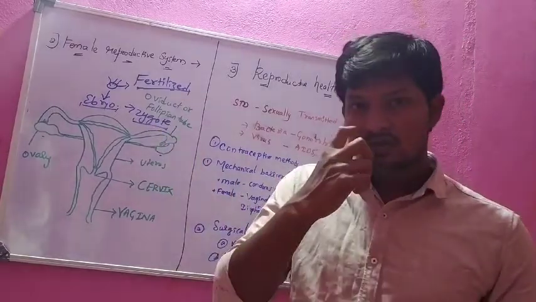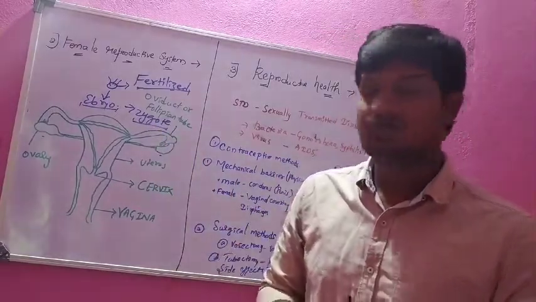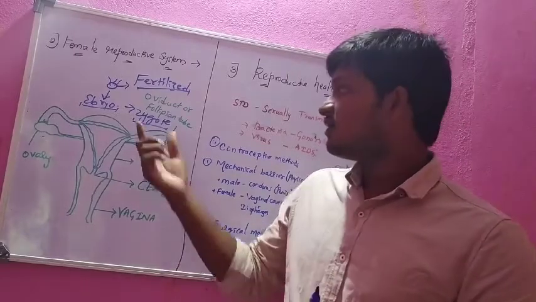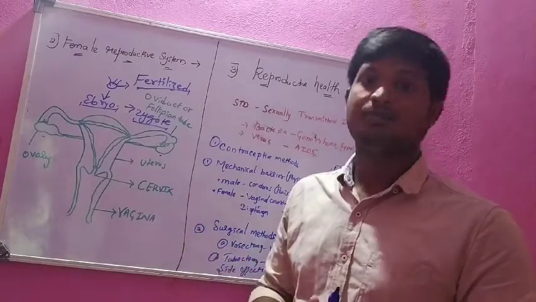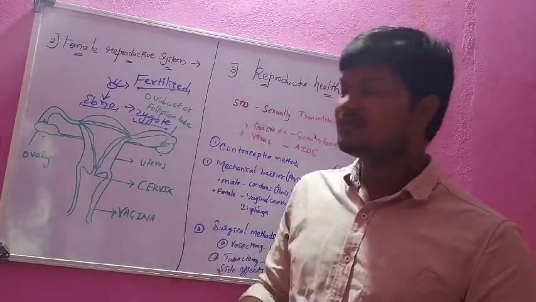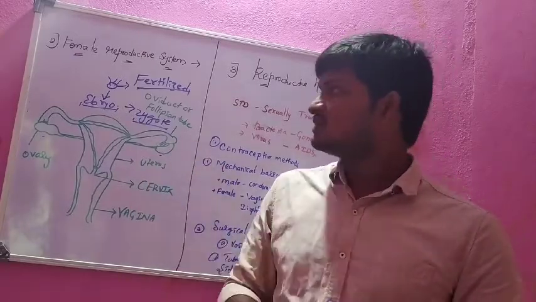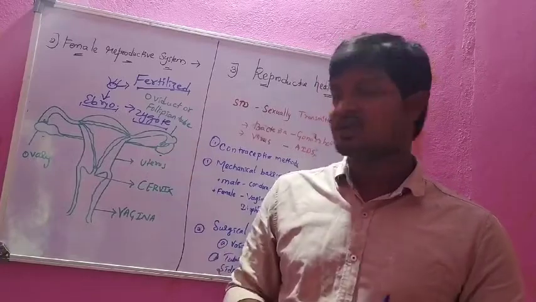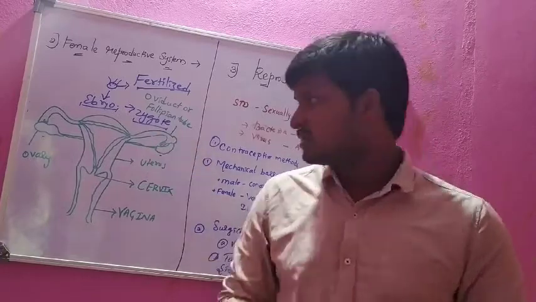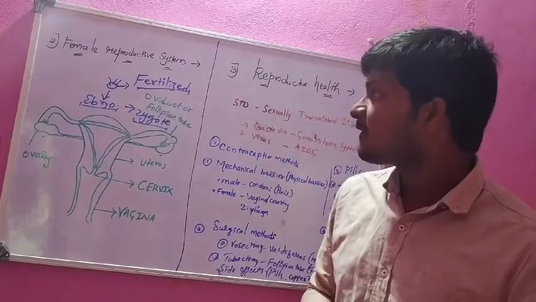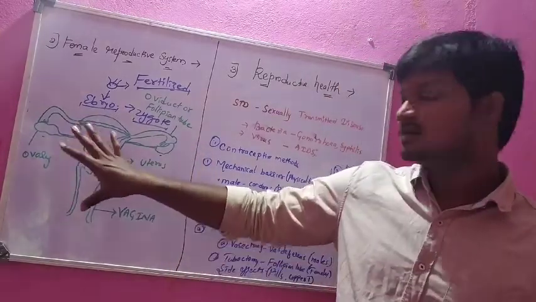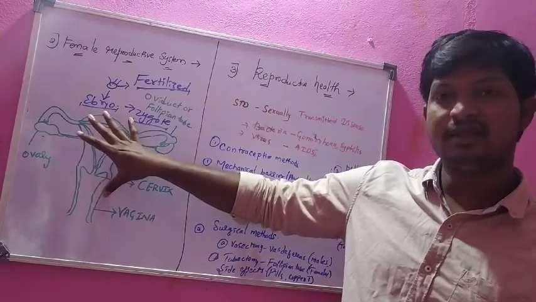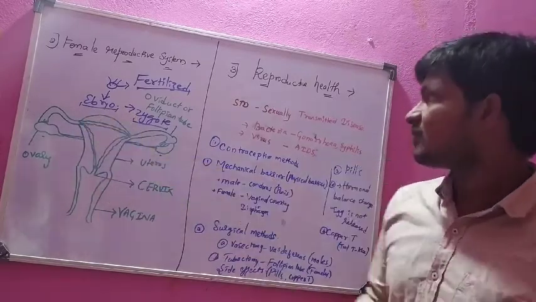The zygote also excretes waste products. Those waste products are released through the placenta along with blood or mucus. In that way, the release of waste products by the zygote takes place. That is about the female reproductive system. Here you have to concentrate mainly on the diagram.